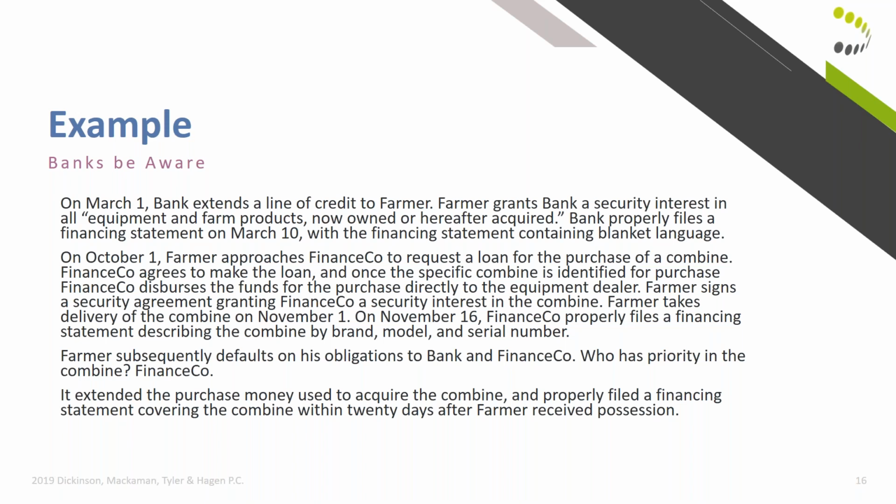Farmer takes delivery of the combine on November 1st. On November 16th, Finance Company properly files a financing statement describing the combine by brand, model, and serial number. Farmer subsequently defaults on his obligations to bank and Finance Co. And the question is, who has priority in the combine?